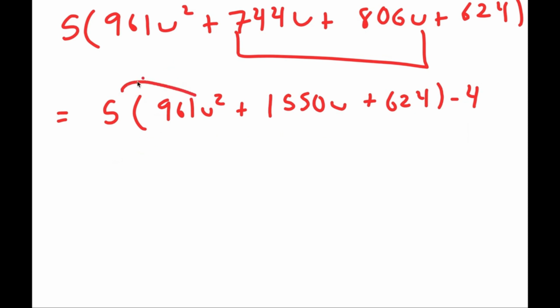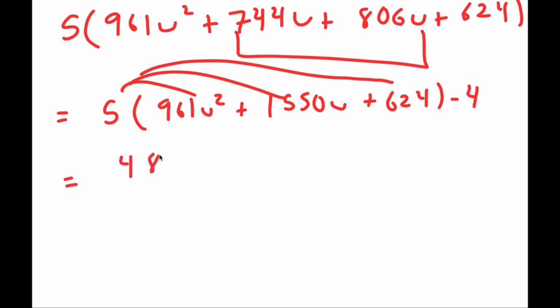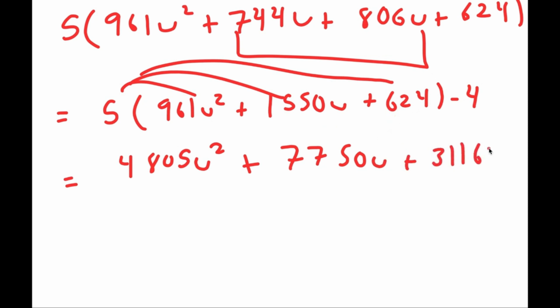And now I'm going to multiply all these terms with 5. So 5 times 961 is 4,805, and we have u squared. 5 times 1550 is 7750u. Finally, 5 times 624 is 3,120, and then I have minus 4, which turns into 3,116.